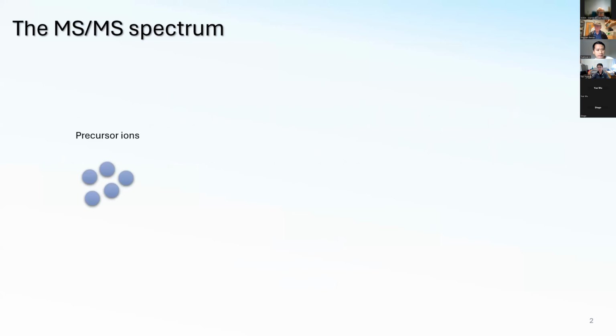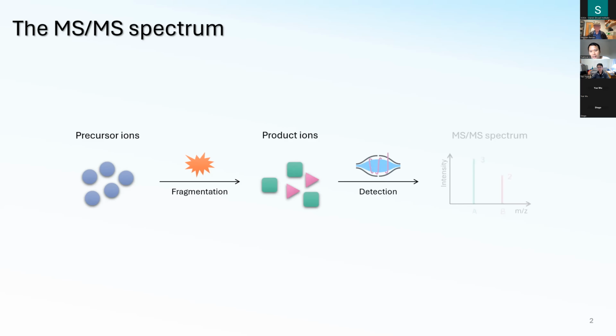Let's take this example. Say we have 5 precursor ions. After fragmentation, they will generate 2 types of product ions. And then the mass spectrometer will detect at least 5 product ions and generate the MS spectrum. And then we can identify these molecules by comparing the MS spectrum against the library.